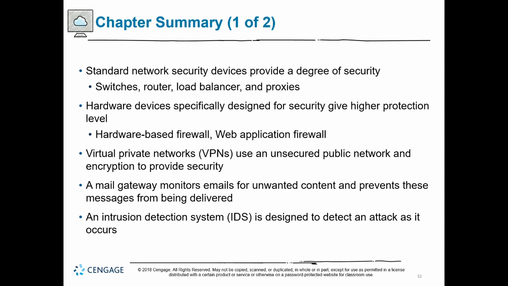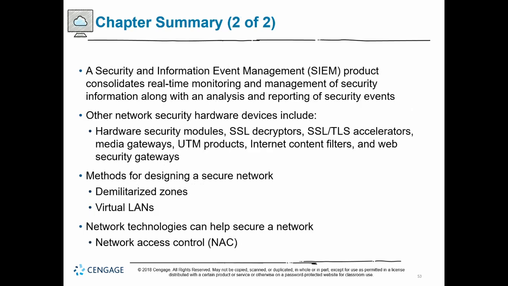A mail gateway monitors email. IDS is designed to detect an attack as it occurs. A SIEM aggregates all your logs together and is used for incident response or troubleshooting. Methods for designing a secure network are to have DMZs and virtual LANs, or VLANs. A network technology to help secure a network is to use a NAC. And that's about it.